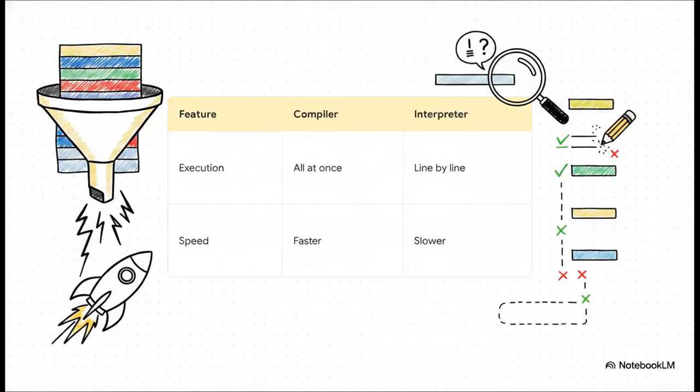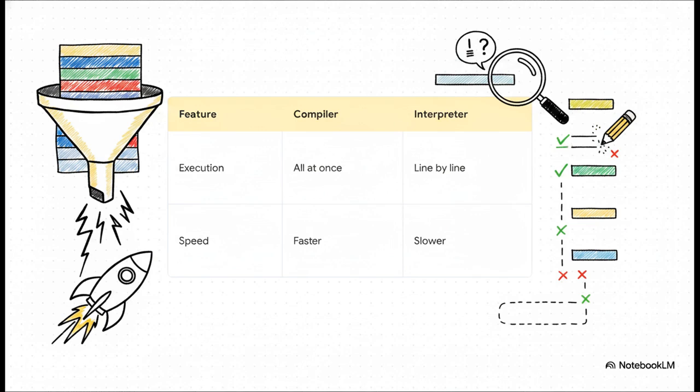Let's just do a quick comparison of our two main high-level guides. The compiler takes the whole program at once, resulting in much faster execution for the user. The interpreter, on the other hand, translates line by line. Sure, it might be slightly slower to execute, but it makes debugging, finding and fixing mistakes, significantly easier for the programmer. Depending on what you're building, you'll choose the guide that best fits your journey.